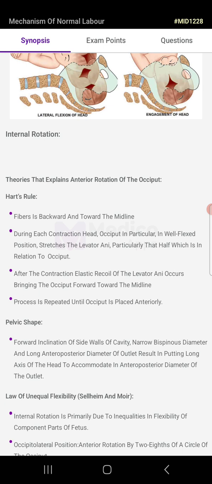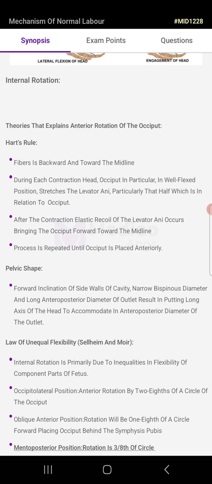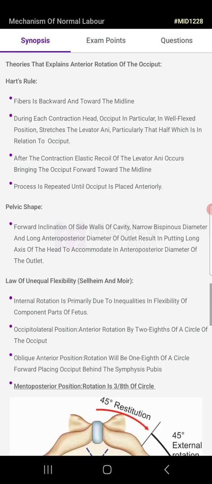Theories that explain the anterior rotation of the occiput. Hodge's rule: the fetus is pushed backward and towards the midline during each contraction. The occiput, in a well flexed position, stretches the levator ani, particularly that half which is in relation to the occiput. After the contraction, elastic recoil of the levator ani occurs, bringing the occiput forward towards the midline. The process is repeated until the occiput is placed anteriorly.